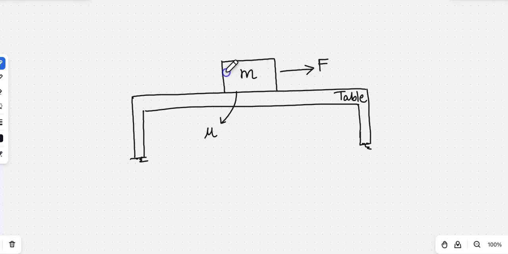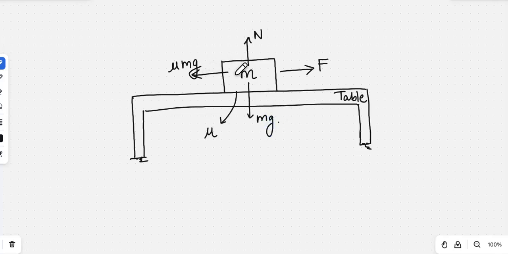So now the frictional force on the small m will be mu mg. Since it is slipping, there will be mu mg force towards left. Why mu mg? Because the normal reaction is equal to mg, right?